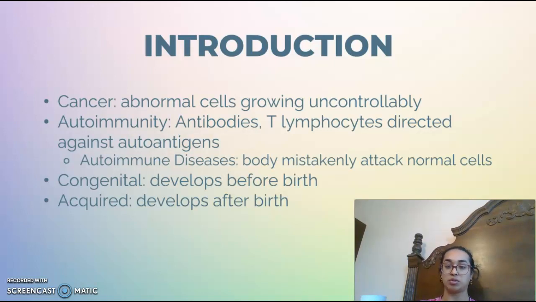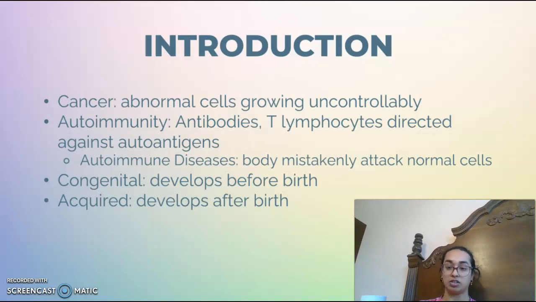And so autoimmune diseases happen when the body's natural defense system, which is the immune system, can't tell the difference between the body's own cells and foreign cells or foreign objects. And this causes the body to mistakenly attack the normal cells within the body.